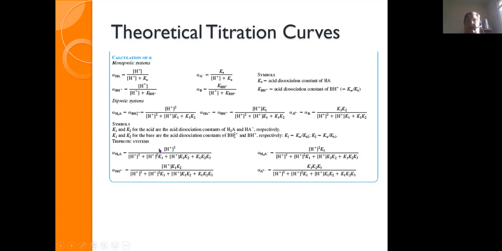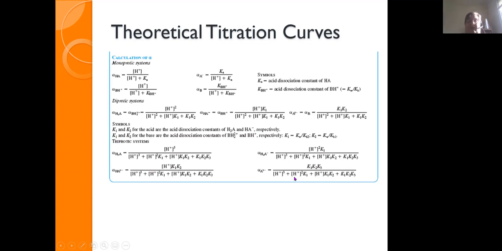But what I want to point out here is this thing where it says symbols. It says K1 and K2 for the acid are the acid dissociation constants for H2A and HA minus respectively. K1 and K2 for the base, and this is really important, are the acid dissociation constants for BH2 2 plus and BH plus respectively. So with the base, we're not switching to KBs, we're still using KAs.